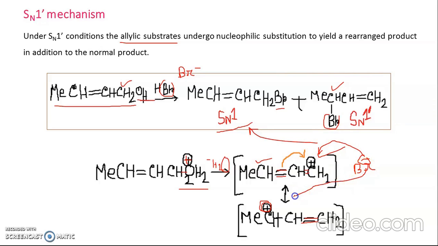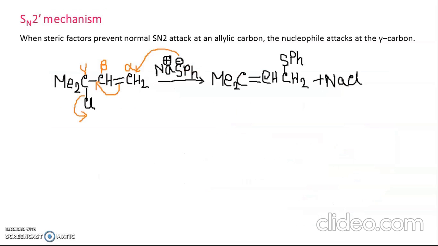But if Br minus attacks here, that is, after conjugation, the new carbocation that is generated, if Br minus attacks the new carbocation, then you will get the SN1 prime product. So that is the difference between SN1 and SN1 prime. This is very simple. Now come to SN2 prime.